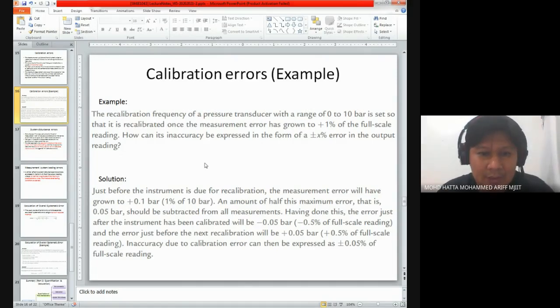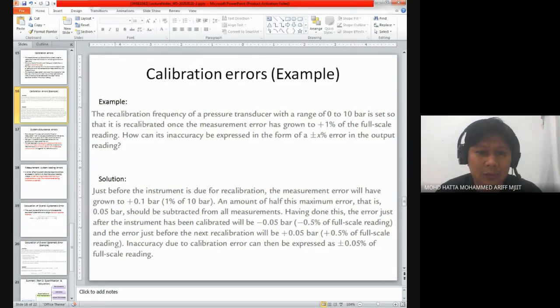What is the full scale reading? Okay, 1% of full scale reading is 0.1 bar. So in other words, if we use this instrument and it should give us 10 bar, but it gives us a measurement of 10.1 bar, it means that this instrument should be recalibrated. So that's what happened in the question. Now the instrument will be recalibrated if the measurement error has grown to 1%.